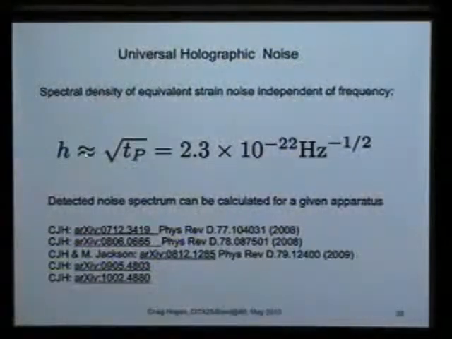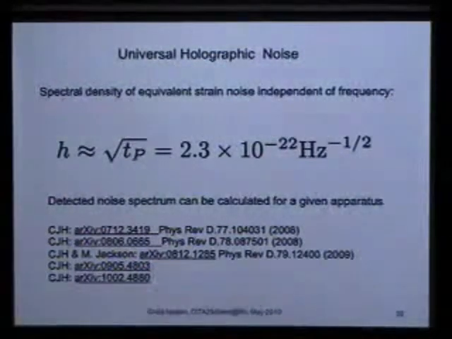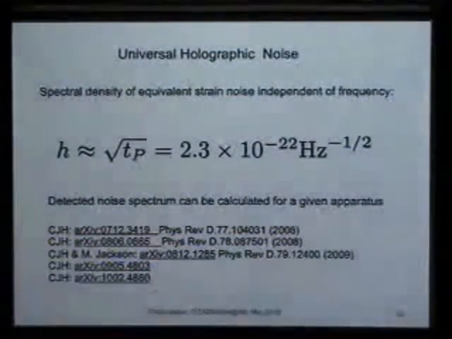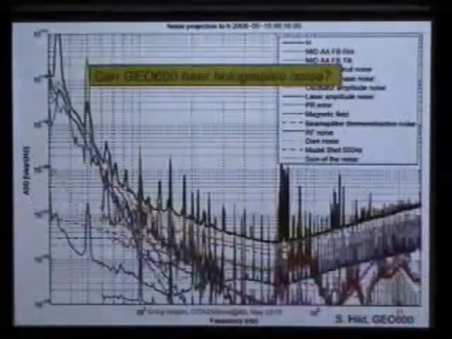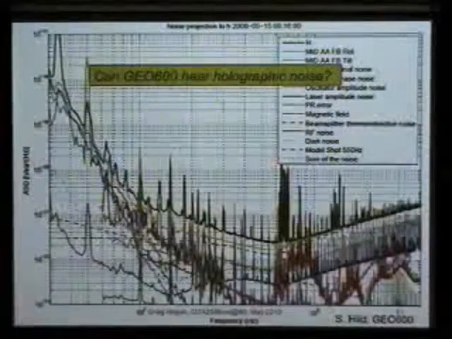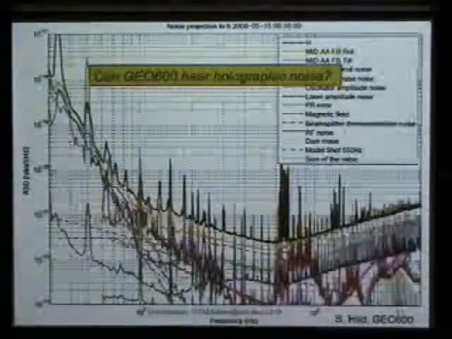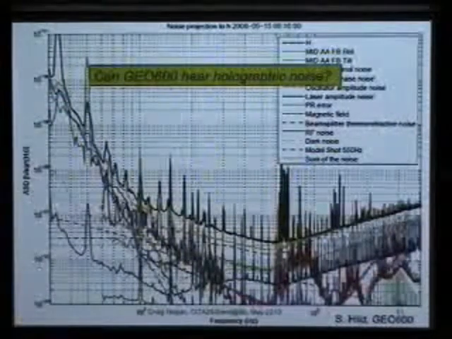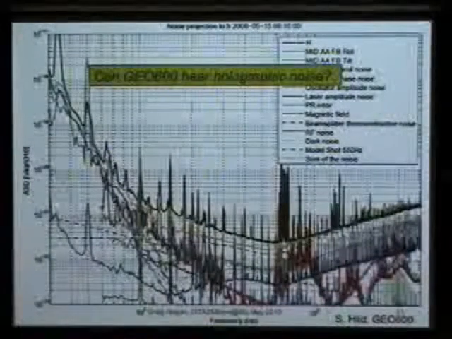Order of magnitude, the effect on spectral density, as for gravitational waves, is just given by the square root of the Planck time. So it's just a number, 2.3 times 10 to the minus 22 per root hertz in amplitude spectral density. And you can compare that with gravitational wave detectors. So here's the spectral density, the same units, plotted for GEO-600. This is amplitude spectral density. Here's 10 to the minus 22. Again, these are low frequencies, this is 100 hertz, this is kilohertz.